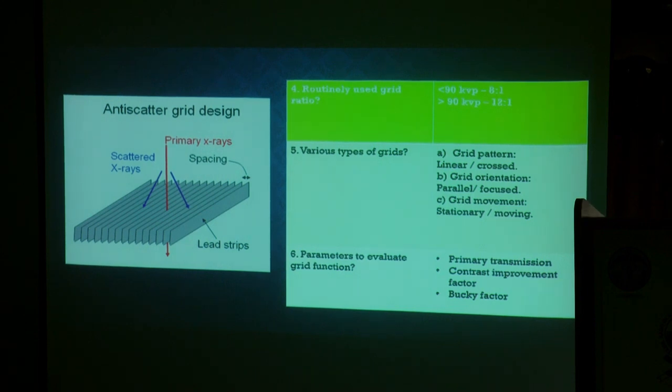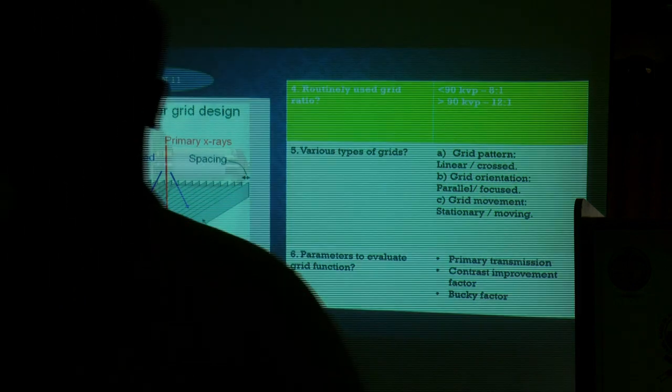Various types of grids are classified depending upon the patterns, grid orientation, grid pattern, grid movement and so on. What are the parameters to evaluate grid function? They are primary transmission, contrast improvement factor and Bucky factor. These three are very important: primary transmission, CIF and Bucky factor.